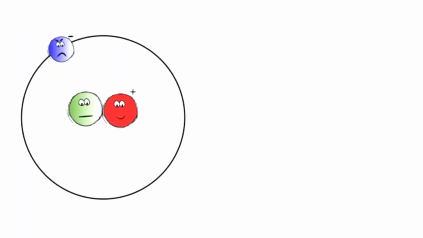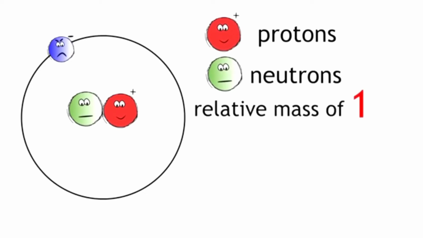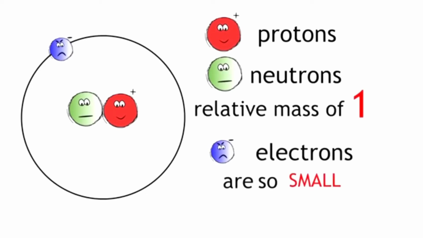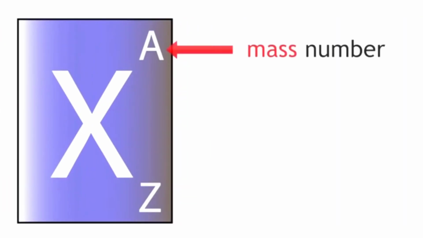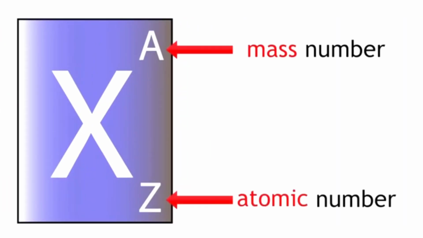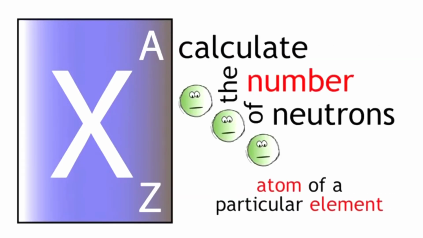We need to remember that protons and neutrons each have a relative mass of 1, and that electrons are so small that their mass does not need to be considered in the mass number of an atom. So if we know the mass number of an element, and we know the atomic number, we can calculate the number of neutrons in an atom of a particular element.